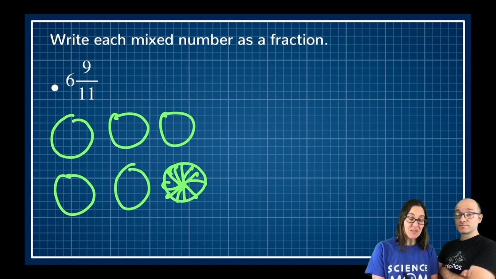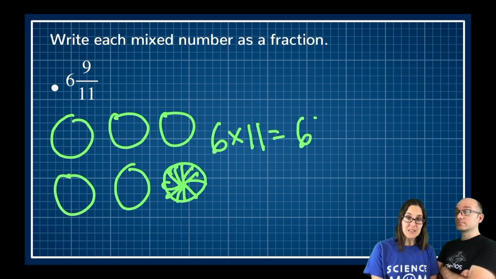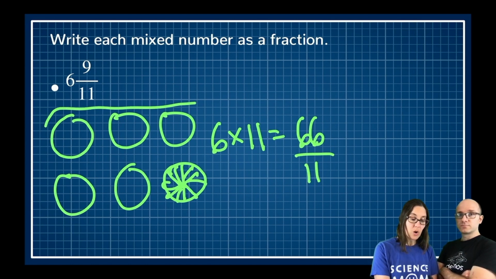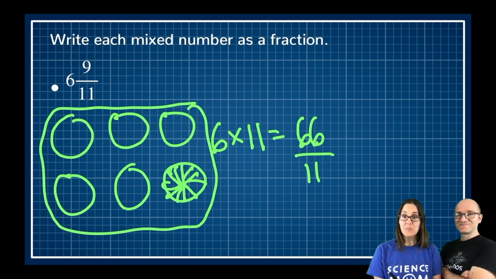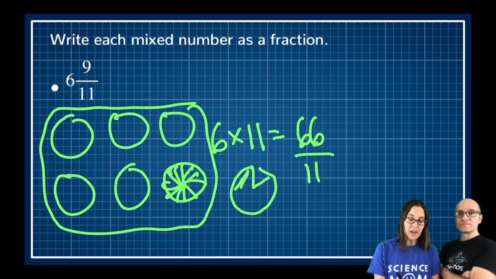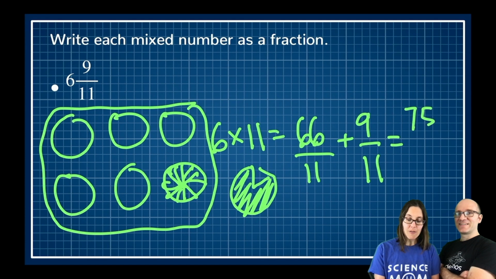But I can think that the way to count how many slices there are, I just need to do 6 times 11, which gives me 66. That's how many 11ths I have in total with all these pizzas or pumpkin pies. But I also have a fraction. I also have most of a pie, 9 11ths. So I do 66 11ths plus 9 11ths, and that gets me 75 11ths. That is my answer.